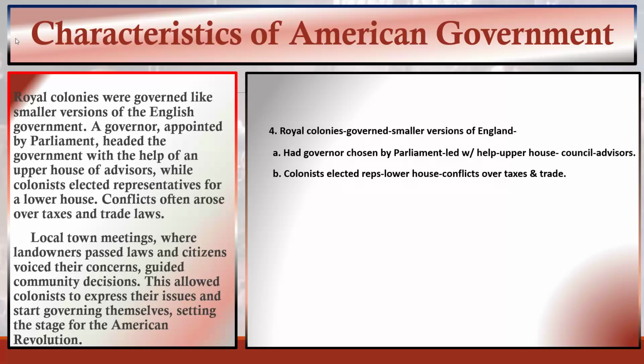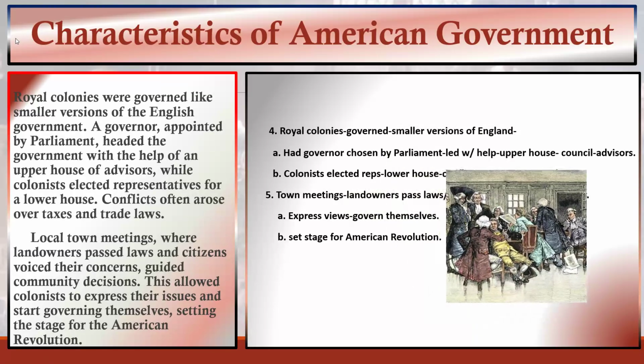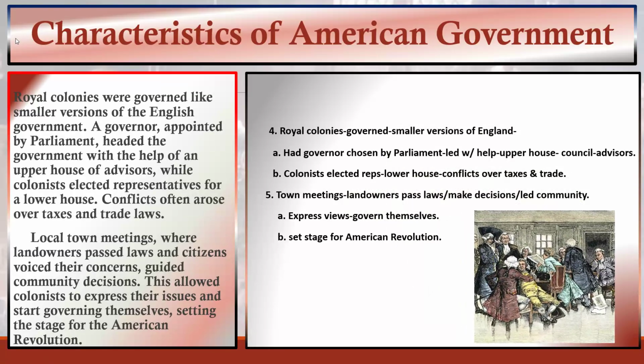So again, town meetings where landowners pass laws, citizens voice concerns, guide community decisions, colonists express issues, govern themselves, stage for revolution. And there you go, right? Town meetings, landowners pass laws, make decisions, led community. Express views, govern themselves, set stage for the American Revolution.